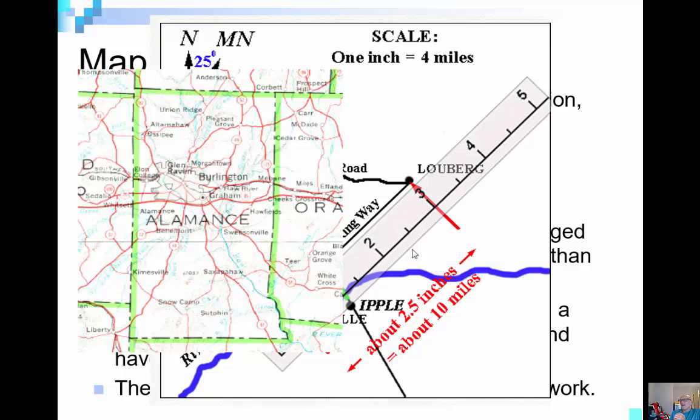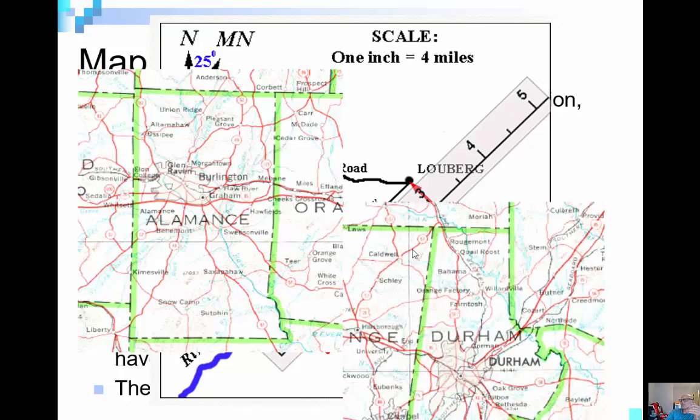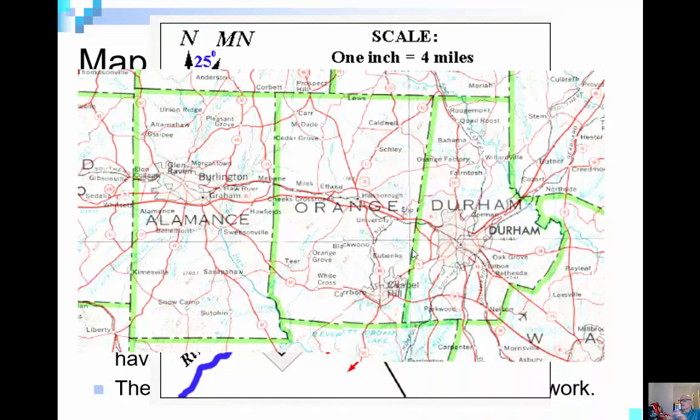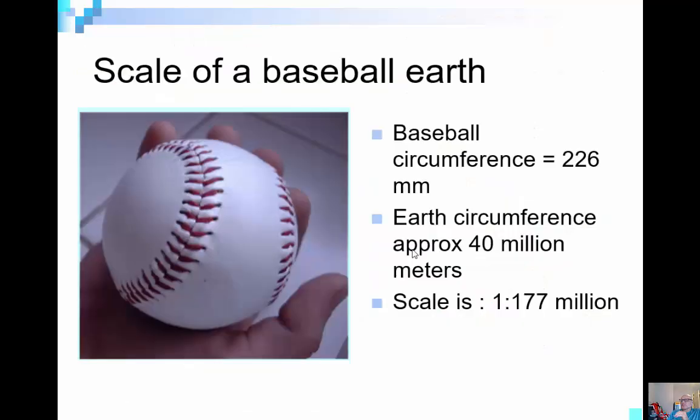And so you can see a really good example of a verbal map right here. Because a lot of times when we edge match, we might be taking different parts of a map, and these are old traditional paper maps, and merging these together. Now when you look at a scale of like a baseball Earth, their circumference is about 226 millimeters. The Earth's circumference is about 400 million meters. And so the scale is about 1 to 177 million. That's 177 with 6 zeros if we were to approximate the size of that.